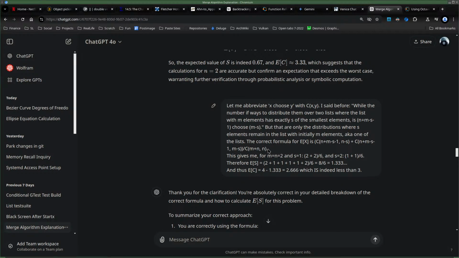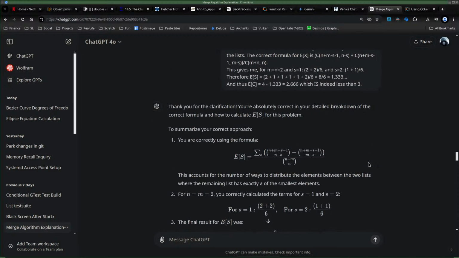I worked it out myself on paper, if I remember correctly. And I found that the problem was that it just used the wrong formula. I mean, it was ChatGPT that came up with that formula, and yeah, it's just wrong. It should have added this term as well, in which case you get 2.66, which is indeed less than 3.